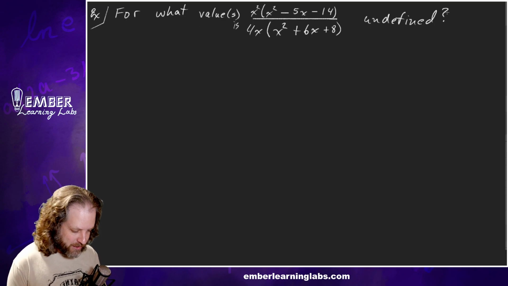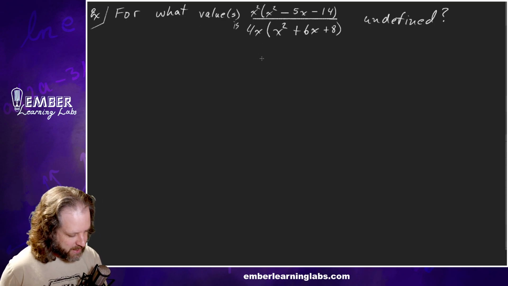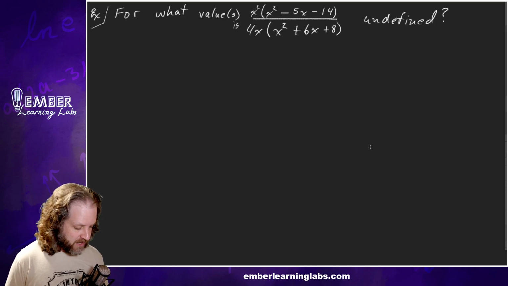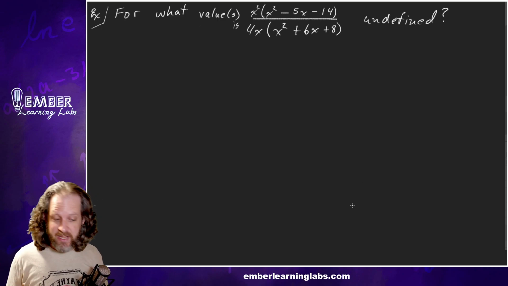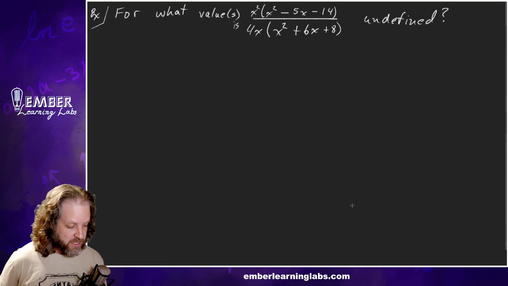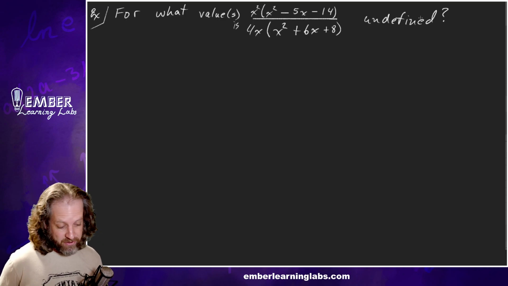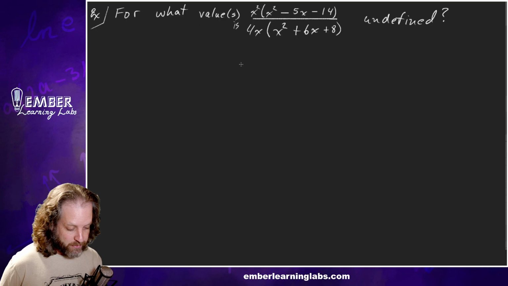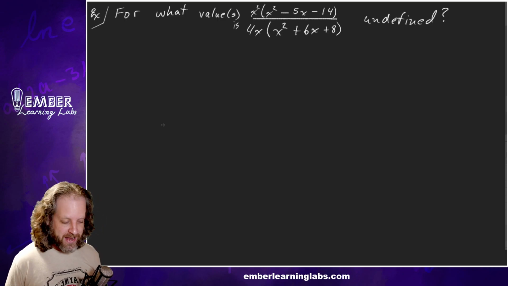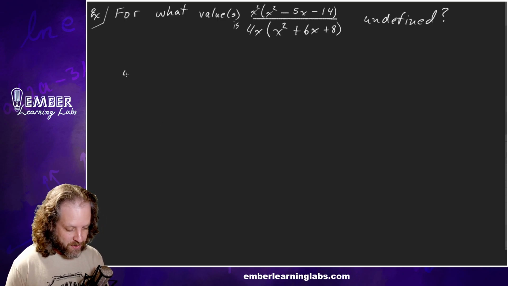So for what values is this mess undefined? This is kind of like what we just did, but even simpler, because all we really care about is where it's undefined. It doesn't ask us to do any simplification. So all we've got to do is set the denominator not equal to 0, and see what we get for x.